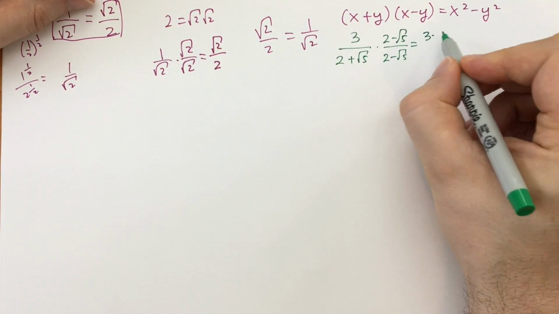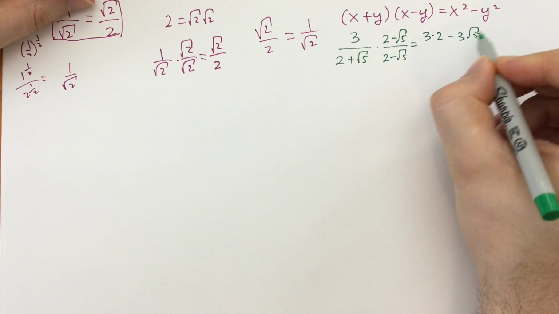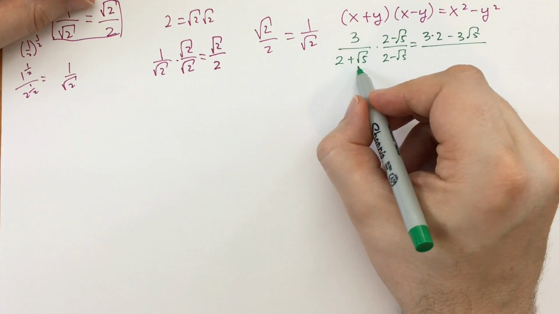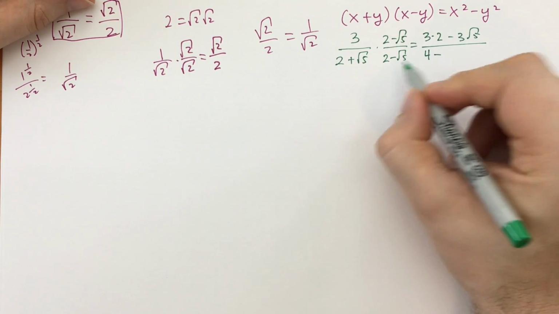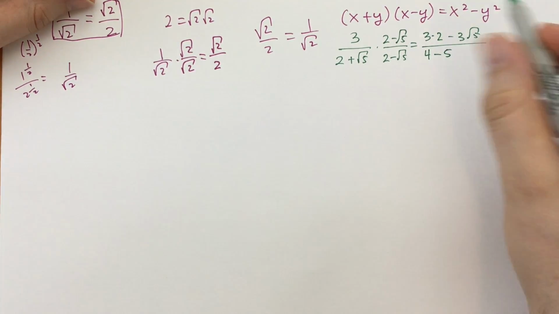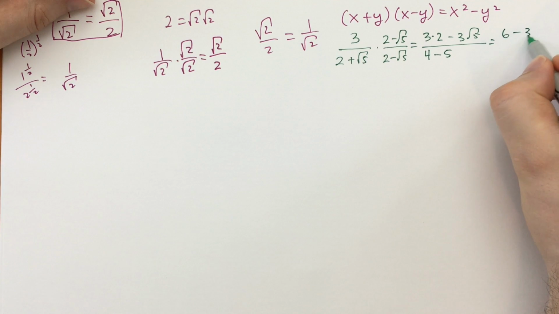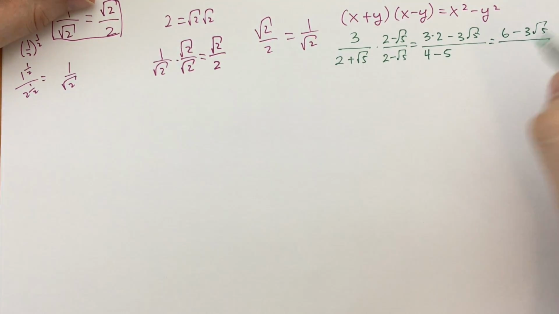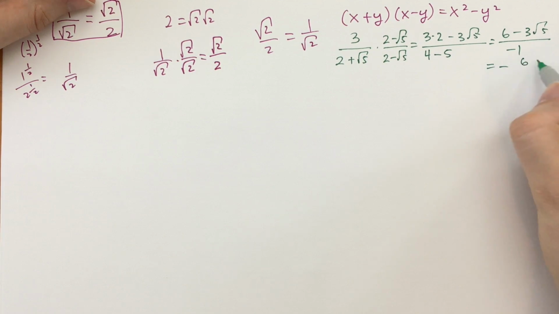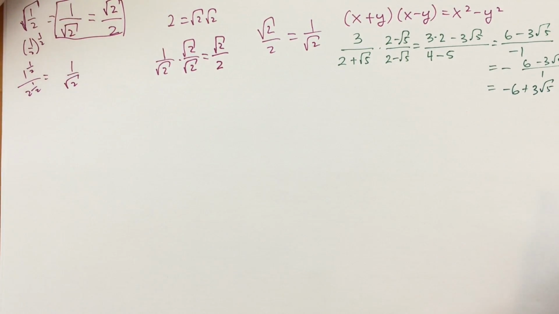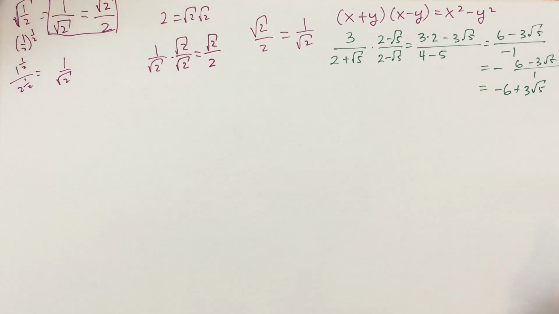So that's 3 times 2 minus 3 times the square root of 5 all over, and we have 2 plus root of 5 times 2 minus root of 5, so we have 2 squared, which is 4, minus square root of 5 squared, which is 5. So doing some more simplification, we have 6 minus 3 root of 5 all over minus 1, which we can rewrite as minus 6 minus 3 root of 5 all over 1, or we can just write that as minus 6 plus 3 root of 5. Okay? That's what you can do there.